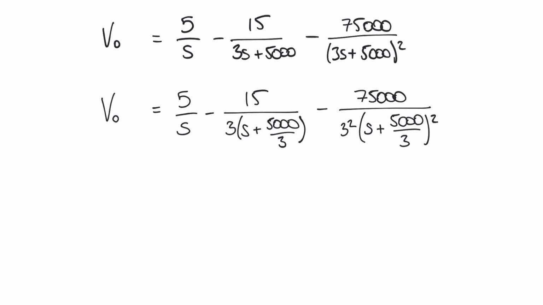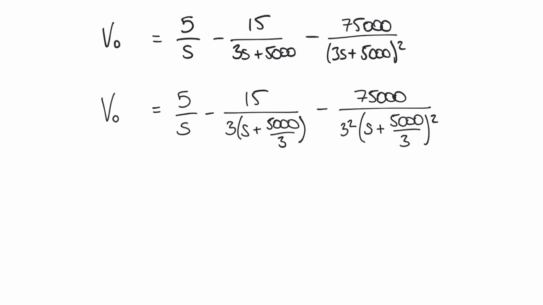Minus 75,000 over 3s plus 5,000 squared. I want that s term in isolation by itself without any coefficient. And so I'm going to pull this factor of 3 outside of the brackets, but notice that that 3 is squared because it's in this bracket that's been squared. So what I'm really pulling out is a factor of 3 squared. And so what we'll have is something that looks like this: minus 75,000 over 3 squared, brackets s plus 5,000 over 3, and that bracket is all squared.